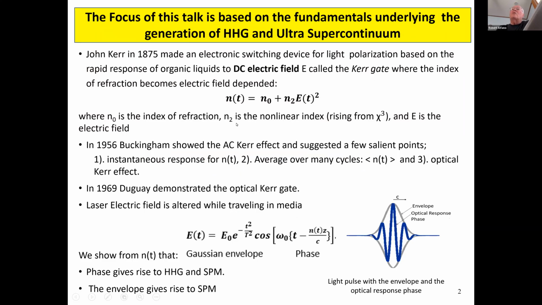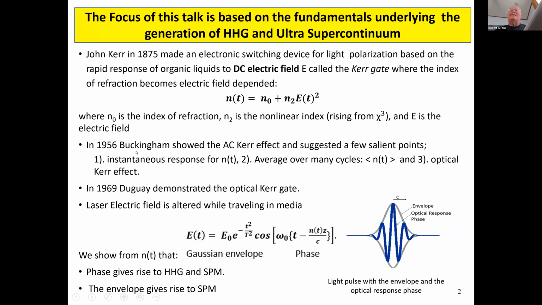The focus of this talk is to try to understand fundamentally the generation of HHG and supercontinuum based on generalized electromagnetic theory. It all started in 1875 with John Kerr, when he used a DC electric field on a liquid to induce a nonlinear index of refraction, which changed the state of polarization of the light passing through it.